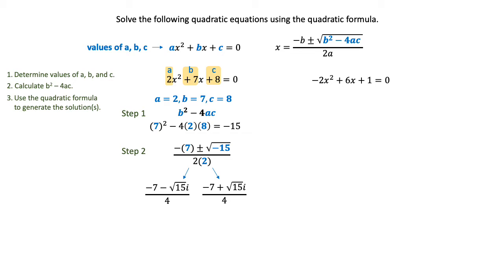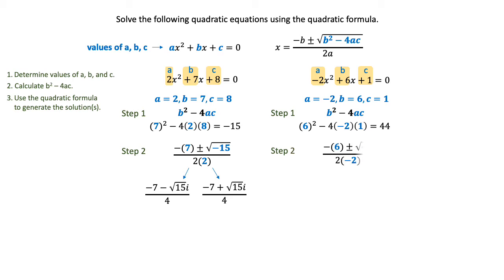Okay, let's take a look at the second example. So we have our a, b, and c. a is negative 2, b is 6, and c is 1. And I'm going to focus on the discriminant first and plug in those values for the discriminant. 6 squared minus 4 times negative 2 times positive 1 is 44.